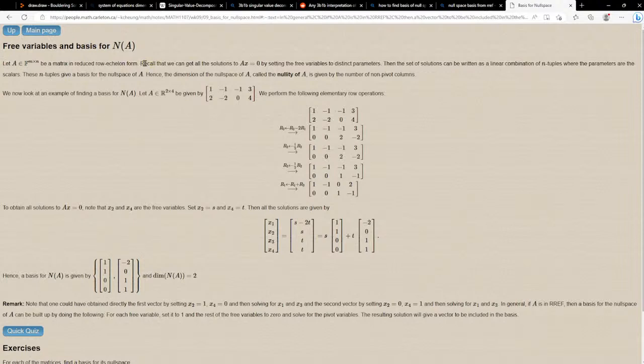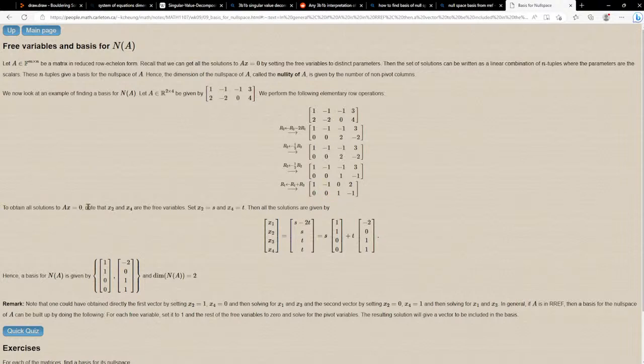Reduced row echelon form. Recall that we can get the solutions to Ax equals 0 by setting the free variables to distinct parameters. Then the set of solutions can be written as a linear combination of n-tuples where the parameters are the scalars. These n-tuples give a basis for the null space of A, hence the dimension of the null space of A, called the nullity of A, is given by the number of non-pivot columns. We now look at an example of finding a basis for the null space of A. Let A be that matrix. We perform the following elementary row operations to finally obtain this.